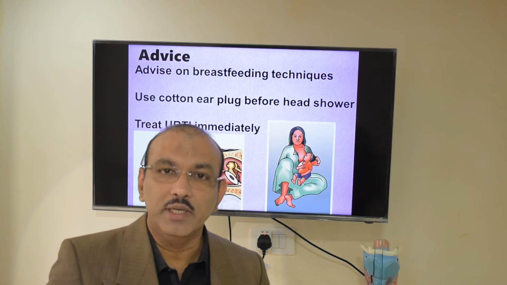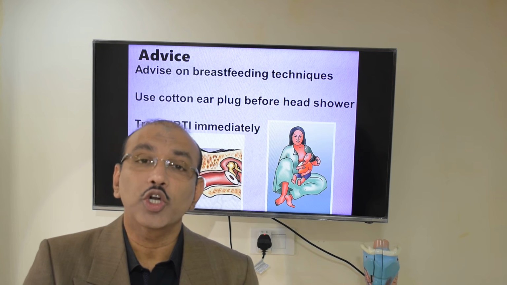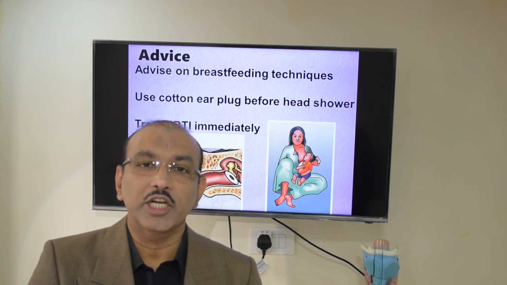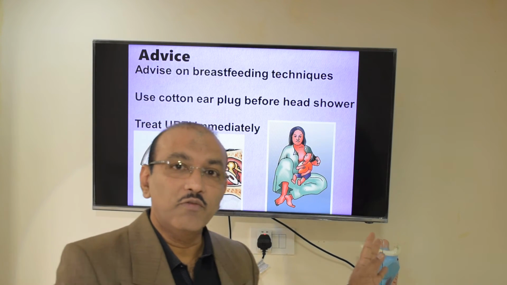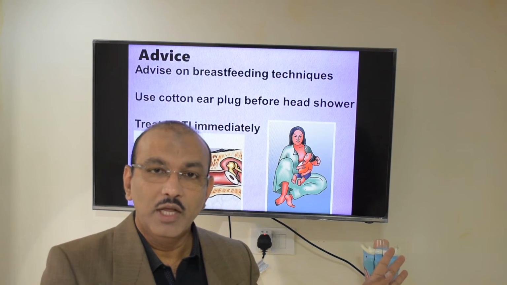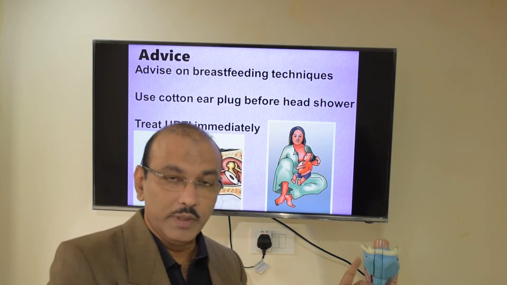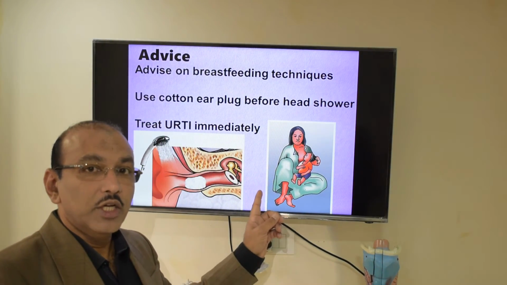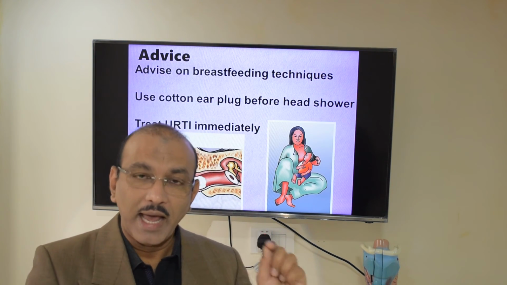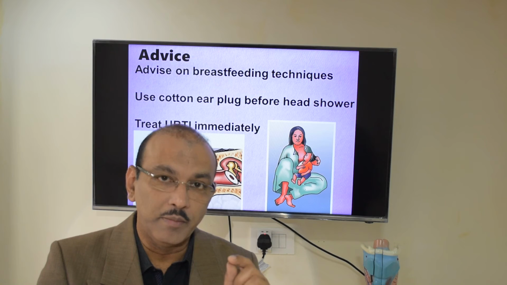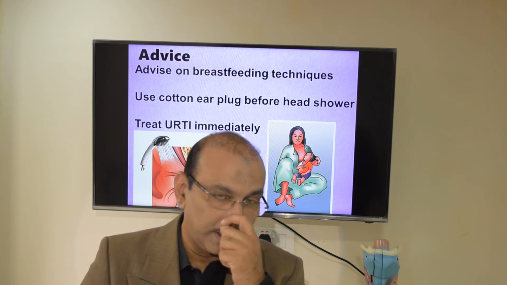Third and the last point is, whenever the child has an upper respiratory tract infection, please do not neglect it, give early treatment so that it doesn't spread to the ear. So in this whole 5 to 10 minute slide, the most important slide for the parents is this one, the take home message: you have to use an earplug whenever you give a head bath and treat upper respiratory tract infection immediately so that the small hole in the eardrum closes early.